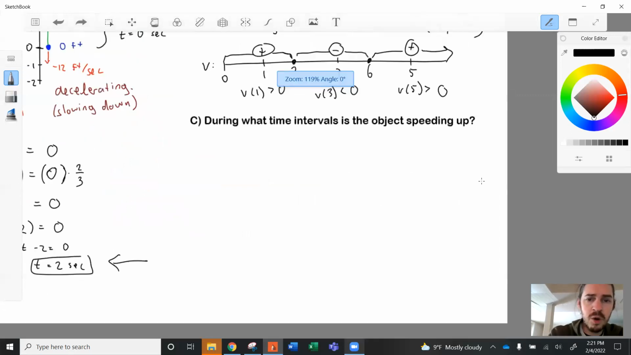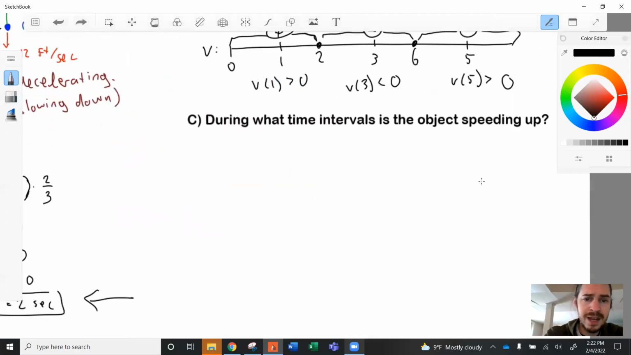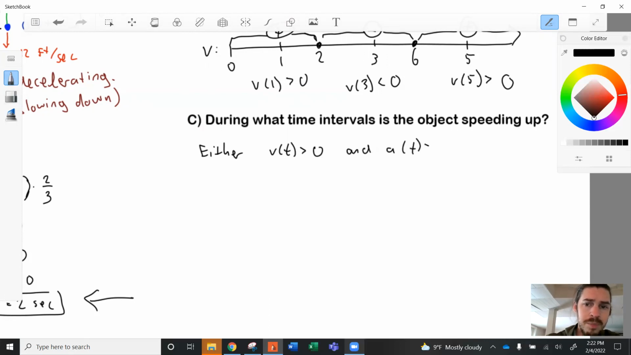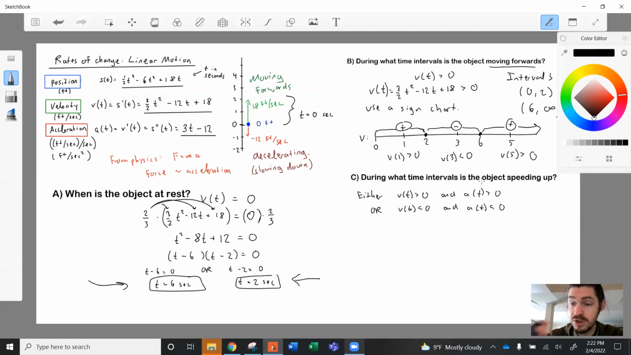All right, so the last question is, during what time intervals is the object speeding up? I explained last video, speeding up means that the velocity and the acceleration are working together, in the same direction. So this means we're looking for either v of t positive and a of t also positive, or v of t negative and a of t also negative. One way to solve a problem like this is to make a sign chart for each of the two functions and line them up next to each other.